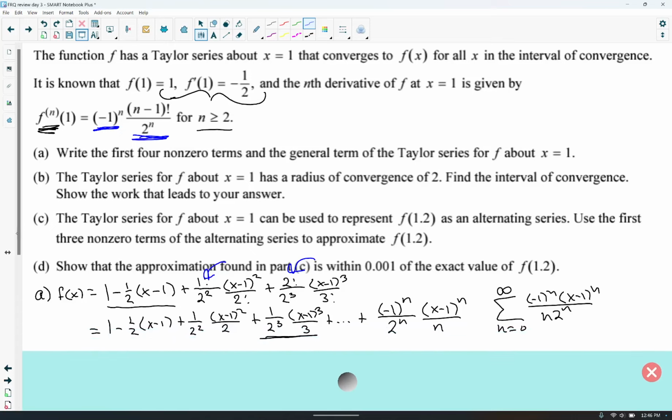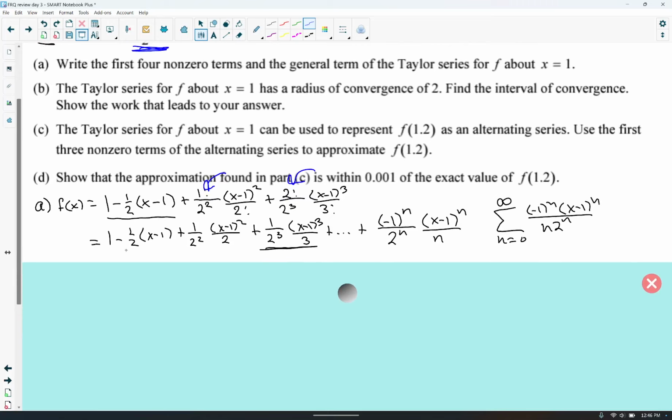So here I kind of simplified it. You get 1 minus 1/2 plus 1 over 2 squared plus 1 over 2 to the third. And we kind of see this pattern. It's alternating. There's the alternating piece. It's 2 to the 0, 2 to the 1, 2 to the 2, 2 to the 3, so there's 2 to the n. And then 0, 1, 2, 3, there's n. And (x minus 1) to the 0, 1, 2, 3. So there it is written in sigma notation.